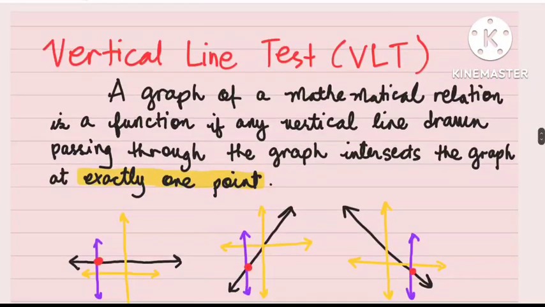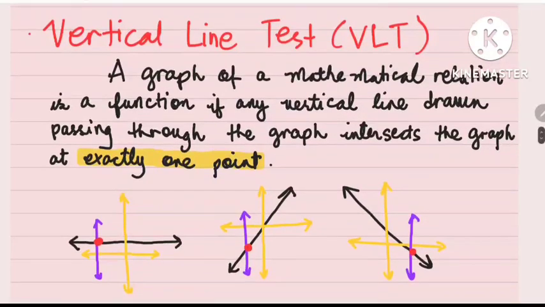Now, when you are given the graph of a function, how do you determine whether it is a function or not? You use the vertical line test, or the VLT. What is the vertical line test and how do you use it? A graph of a mathematical relation is a function if any vertical line drawn passing through the graph intersects the graph at exactly 1 point.